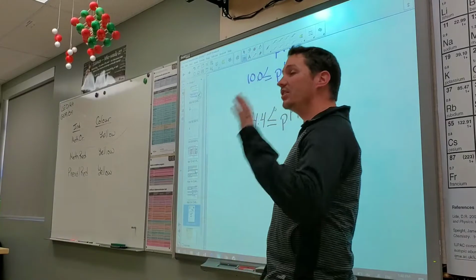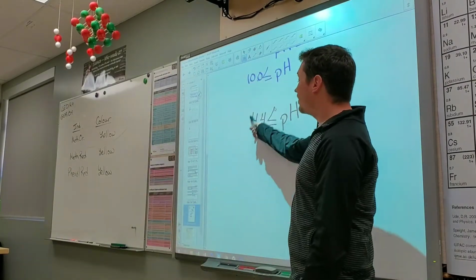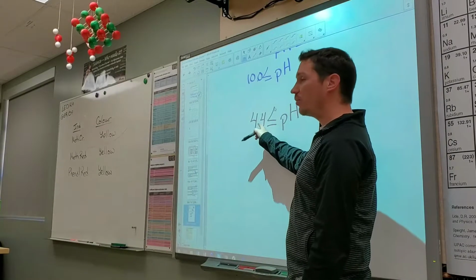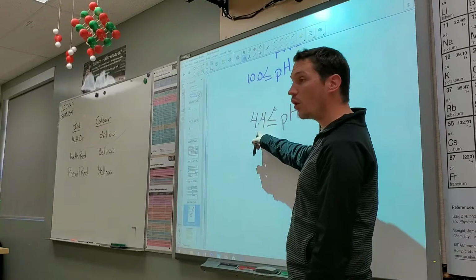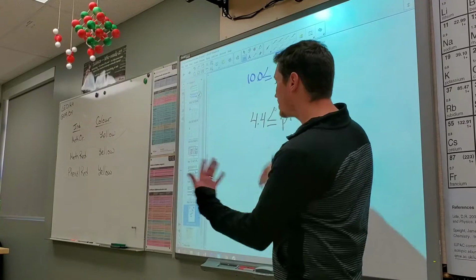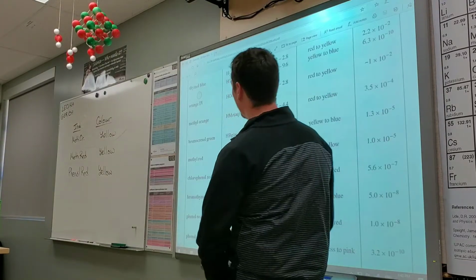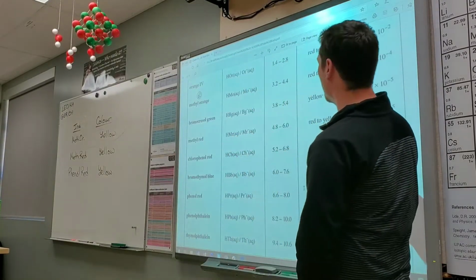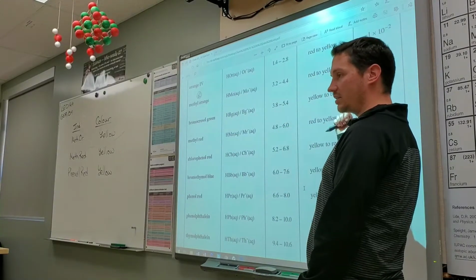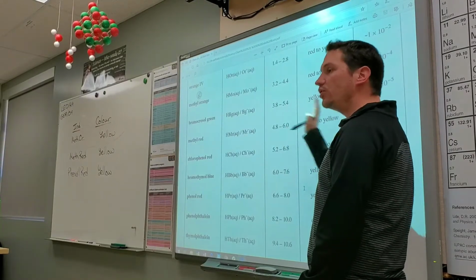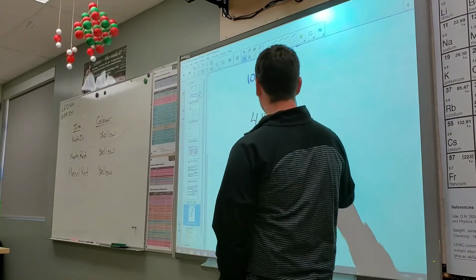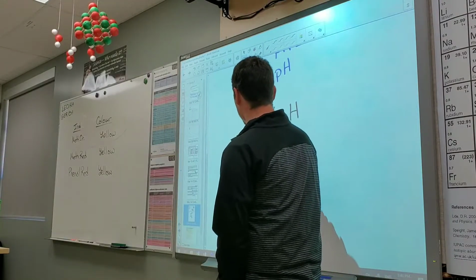But what I'm trying to do by writing the 4.4 over here is tell you this is the lowest I could possibly go. That's the lowest I could go. So then let's do the next one. Methyl red has to be yellow. So if methyl red has to be yellow, then what could I be? I could be 6.0 or higher, right? Again, this represents the lowest I could possibly go, right? So your pH has to be greater than or equal to 6.0.